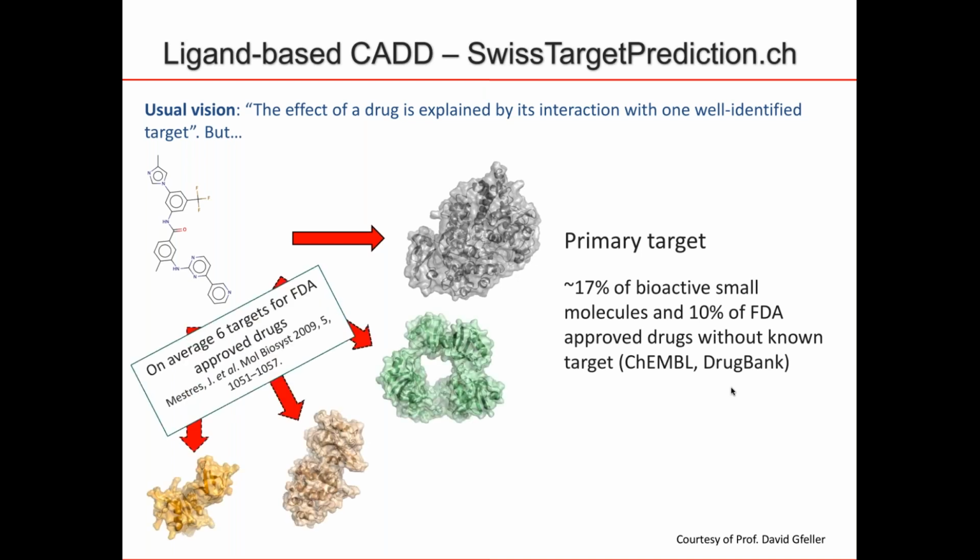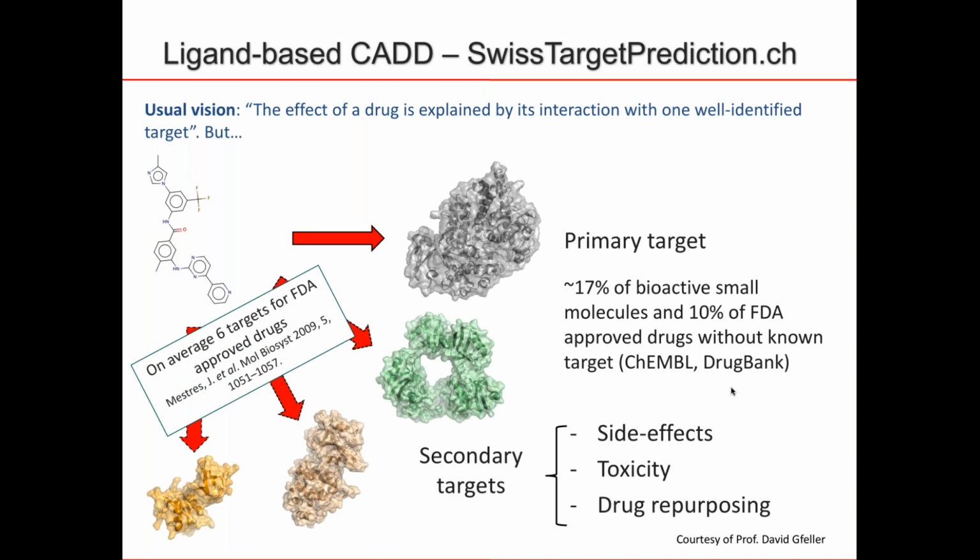And for the rest, we know that there are several possible targets to which they can bind, and those bindings can be responsible for some of the side effects that can be connected to toxicity, but also to drug repurposing, which is a very nice aspect today. So actually, it is very important to be able to predict the targets.